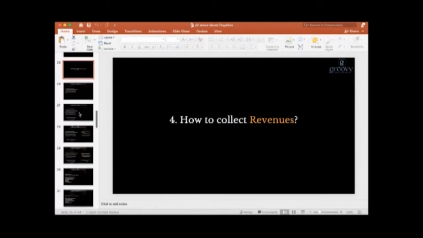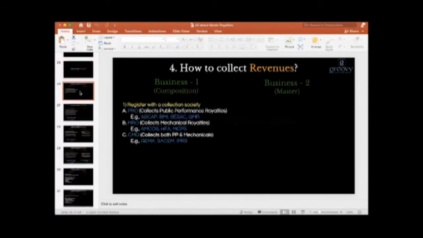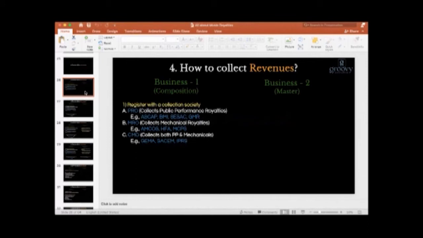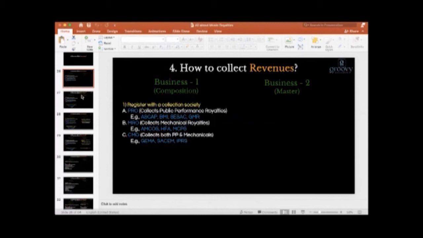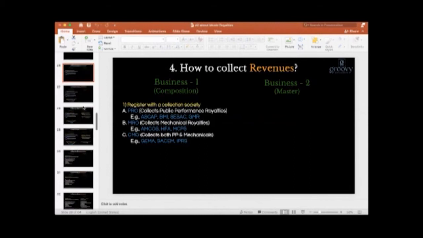So how do we collect revenues for business one, which is the composition? The first step that you need to do is to register with the collection society. Three types of societies exist. One is the PRO, which is the performance society, and they collect the performance royalties, such as ASCAP, BMI, SESAC, and GMR. The MRO collects the mechanical royalties. These are the mechanical royalty organizations. The CMO are the collective management organizations, which collect both your performance and your mechanical royalties, such as the IPRS in India.